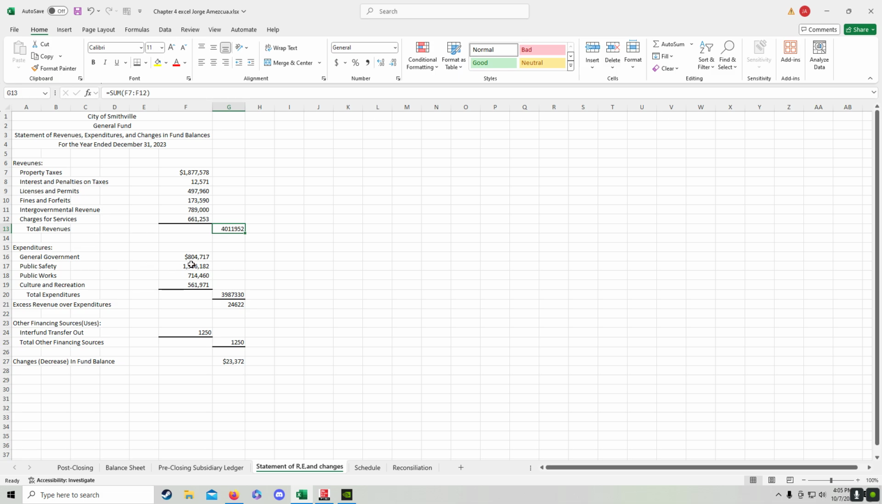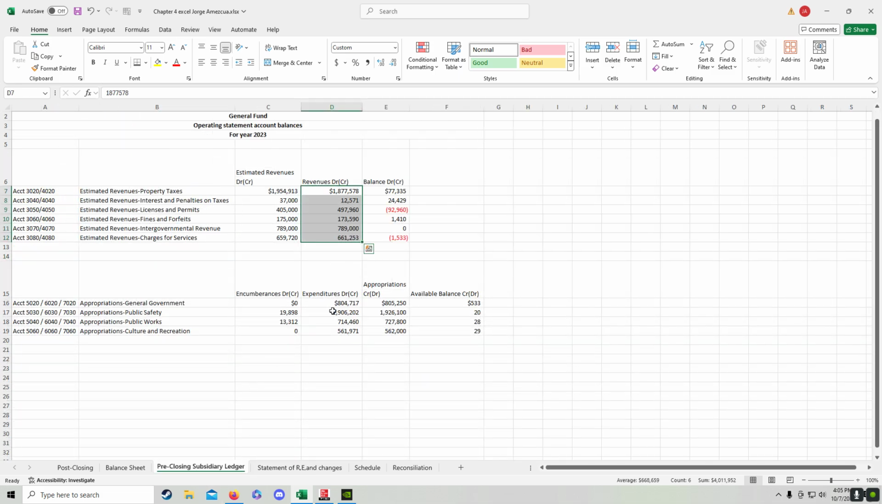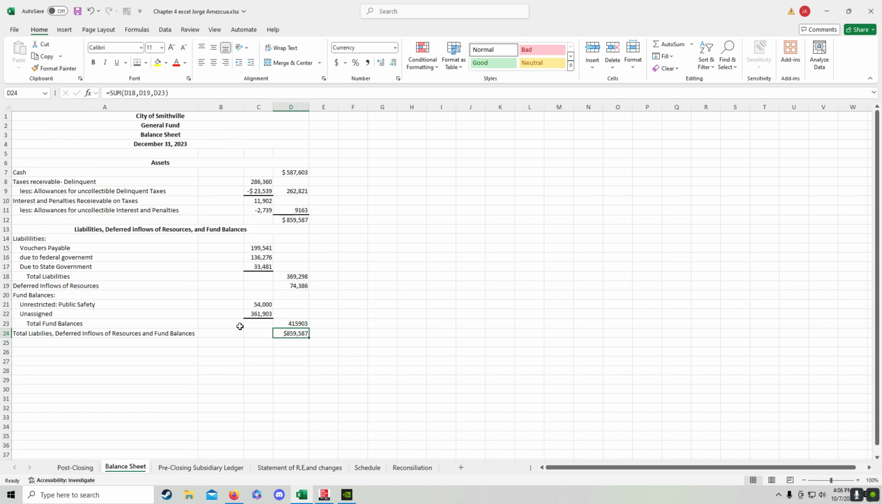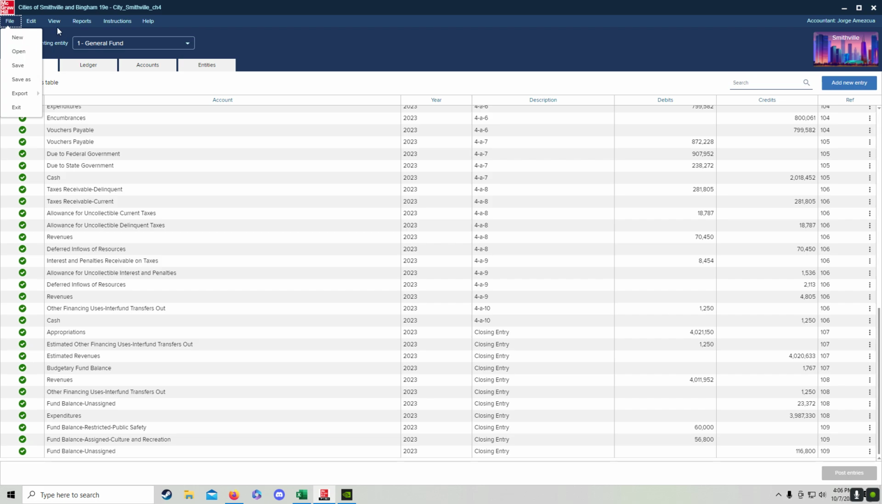Then for expenditures, I first wrote down all the expenditure accounts. Then I got all these numbers according to their correlating expenditure accounts. I summed these up together to get this. Then it was total revenues minus total expenditures to get excess revenue over expenditures, and the interfund transfer out account I got from the general ledger when I open up here.